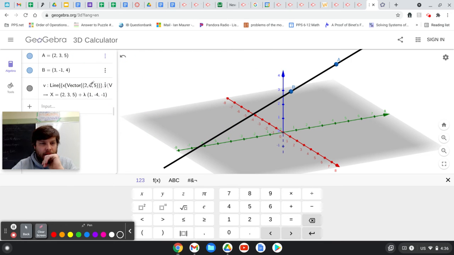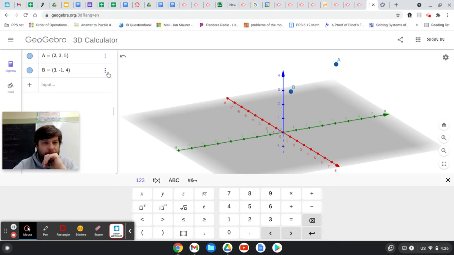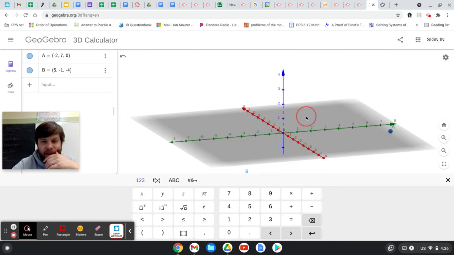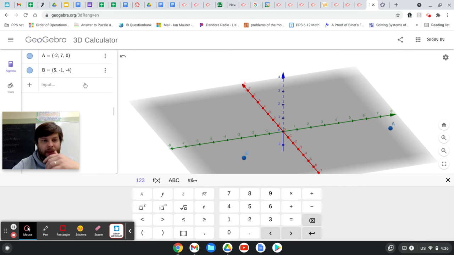So I'm going to clear the screen. I'm going to go back up here and change what I've got as my starting value. So let's just make a equal negative 2 and 7 and 0, and then we'll make b equal, I don't know, 5, negative 1, and negative 4. Where did b go? Okay, you can see b is down there. It dropped into the negatives. So there you go. Now you can see a and b.